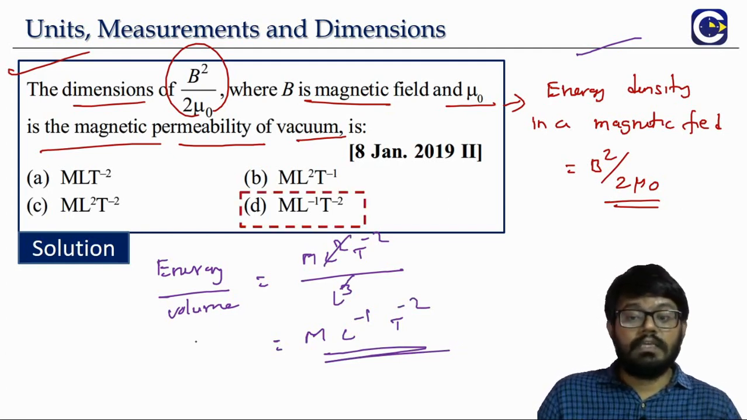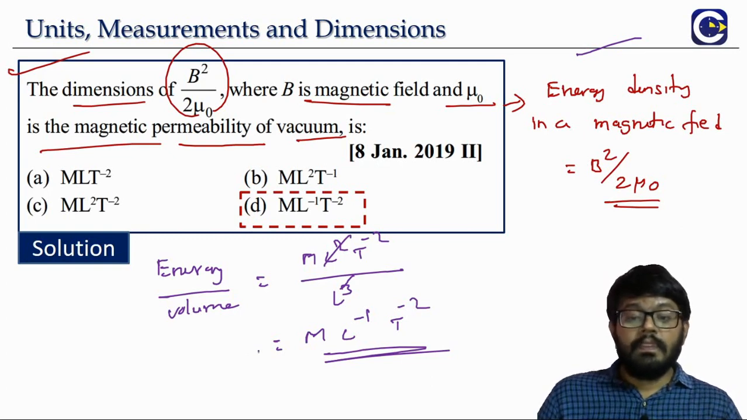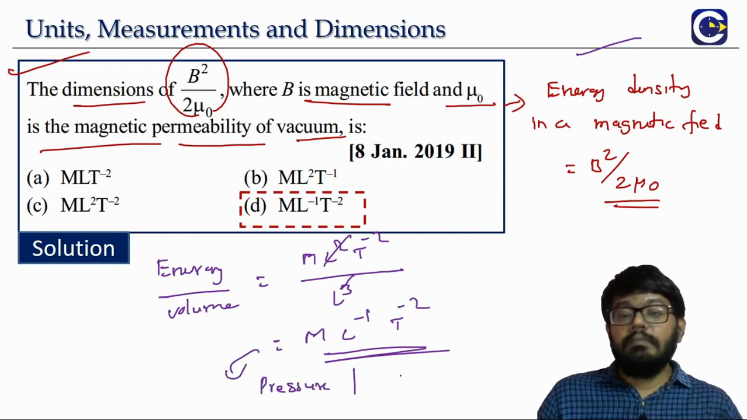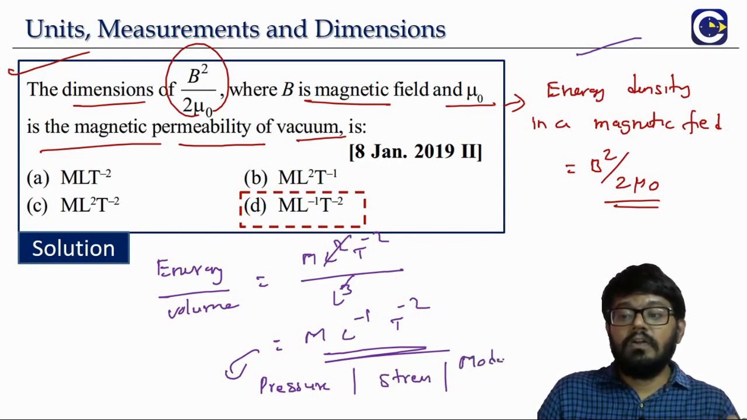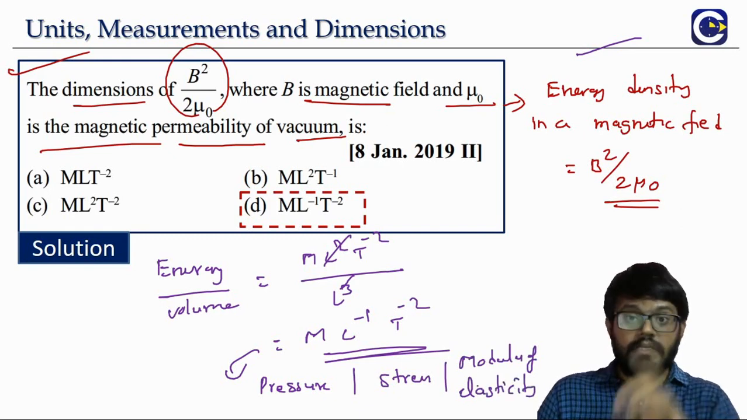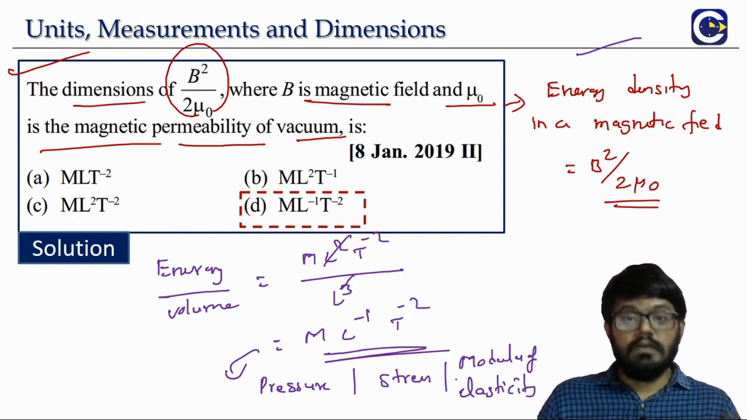I mean, you can observe one thing. The dimensional formula for the energy density will be the same as the dimensional formula for the pressure, will be the same as the dimensional formula for the stress, and also will be the same as the dimensional formula for modulus of elasticity. Already in the previous question we talked about the Young's modulus, but other moduli of elasticity also, the names I mentioned, rigidity modulus, bulk modulus, they also will have the same dimensions.